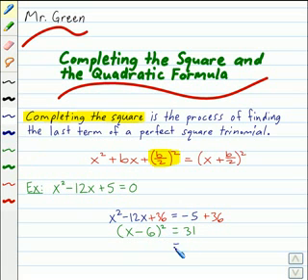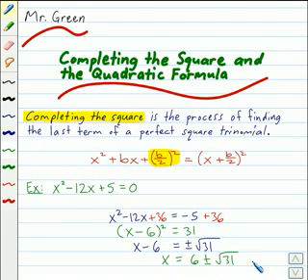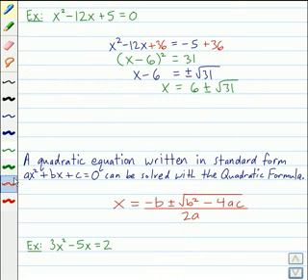So now we want to take the square root of both sides of the equation. And to solve, we add 6 to each side to get x equals 6 plus or minus the square root of 31. So this equation has two solutions: 6 minus the square root of 31 and 6 plus the square root of 31.